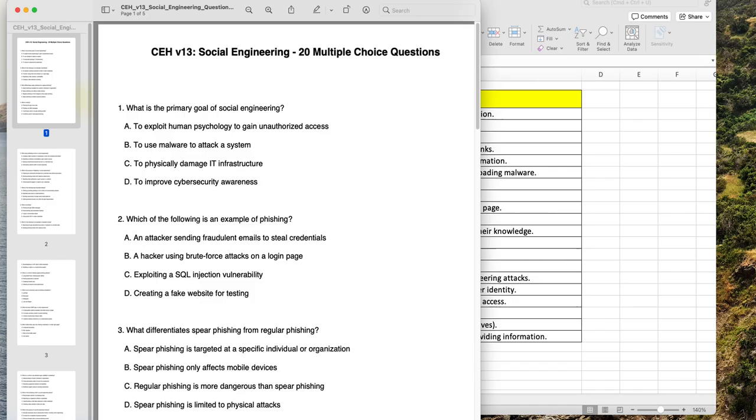The first one, as you know, is: what is the primary goal of social engineering? And you need to know that, right? Which is to exploit human psychology. When it comes to social engineering, psychology is involved in there. You use technology, but you use technology to try to trick people into disclosing information. So that would be the primary goal of social engineering.